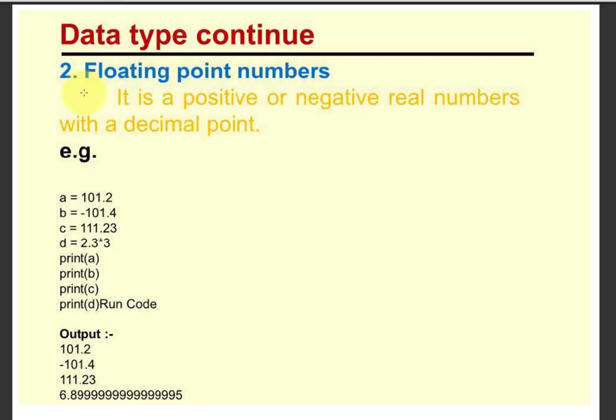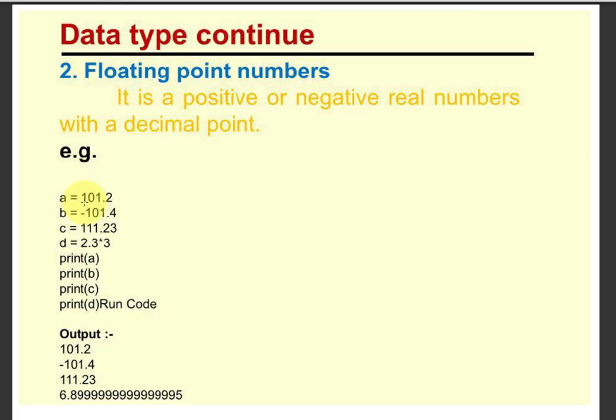Okay, now let's see the second data type, the floating point number. We are learning the number data types. This is the second type of number, the floating point number. It is a positive or negative real number. Real number means with a decimal point. So when a value is used with a decimal point, it is treated in Python as a floating point number.